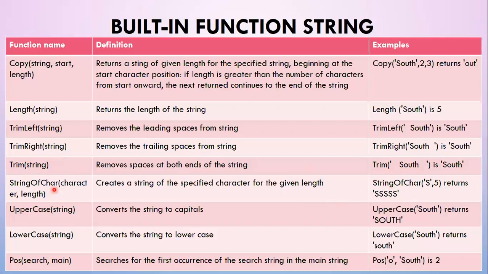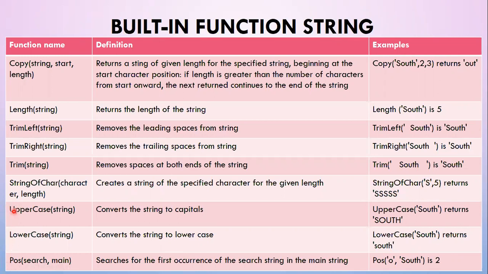Then string of char. The first part of my parameter is the character, and the second part is the length. So it creates a string of a specified character for a given length. If I wanted to create a secret code using the letter S, and write out the letter S 5 times, I could simply say string of char S, that's my chosen letter, and how many times I want it to be? 5 characters. So S, S, S, S, S.